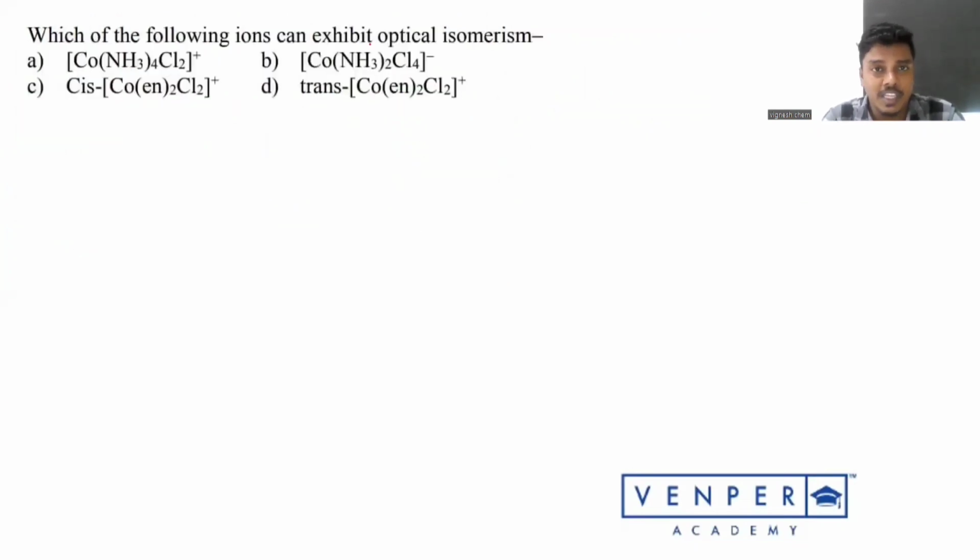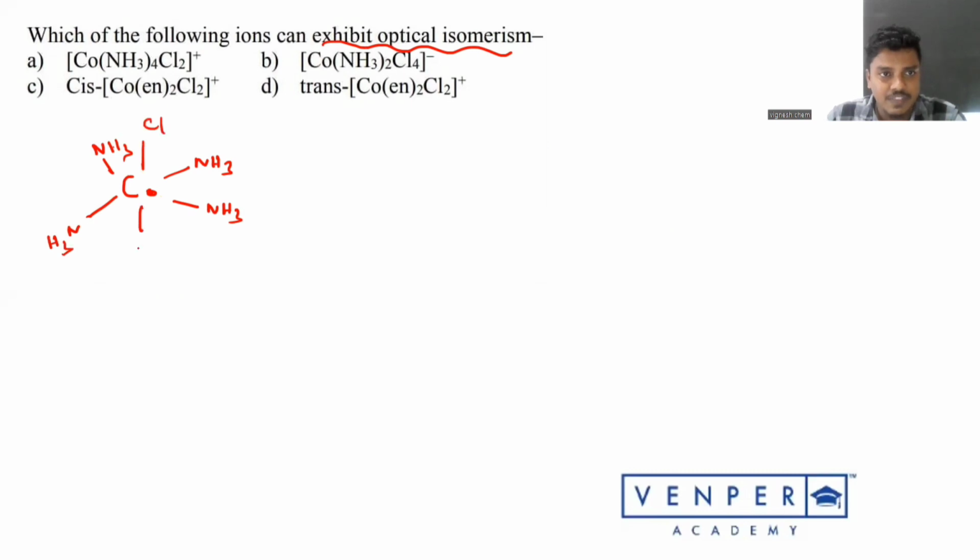The next question is very important. They're asking about optical isomerism. Now we draw the structures. Cobalt with NH3, NH3, NH3, and Cl, with the Cl in trans positions. Similarly, I can draw another way. First option: here also NH3, and similarly here NH3, here Cl, here Cl, here NH3.